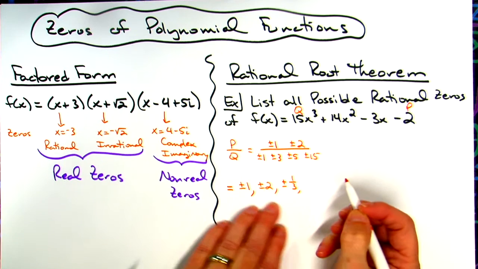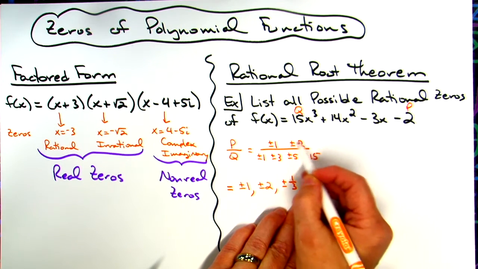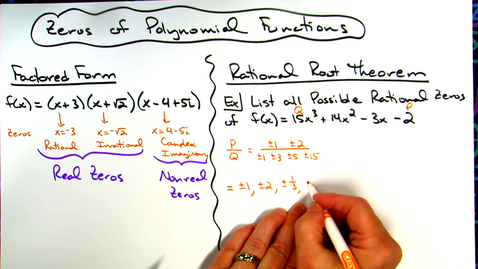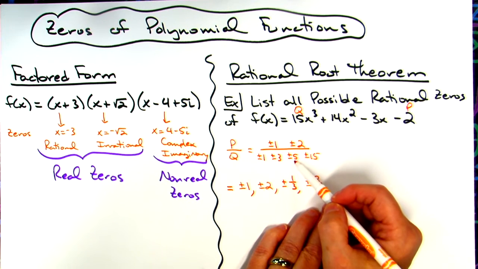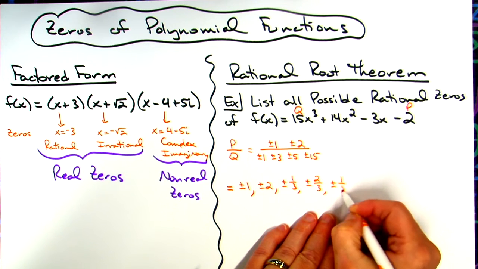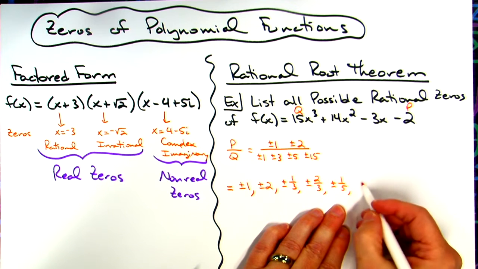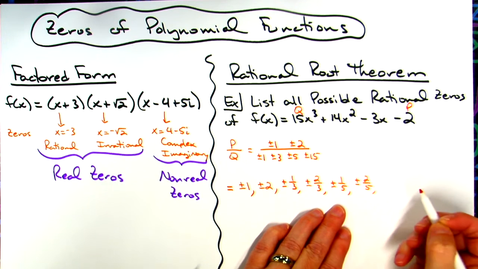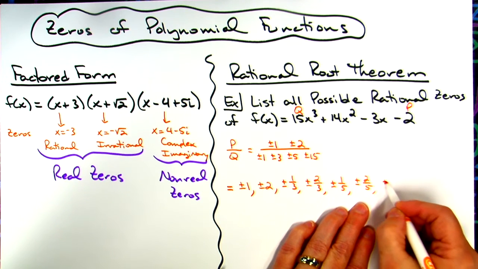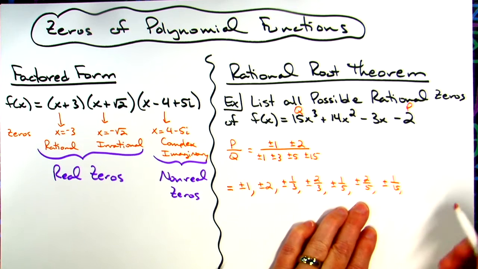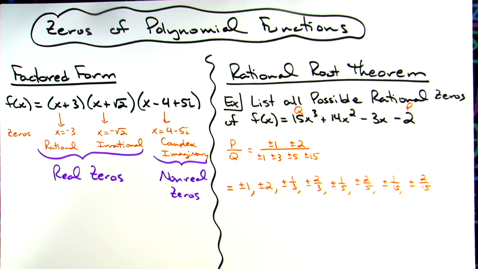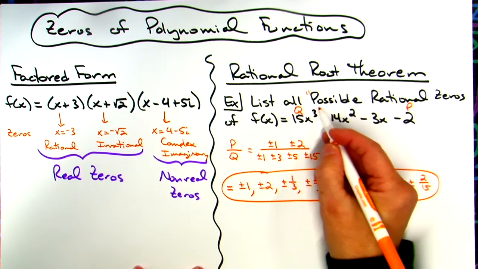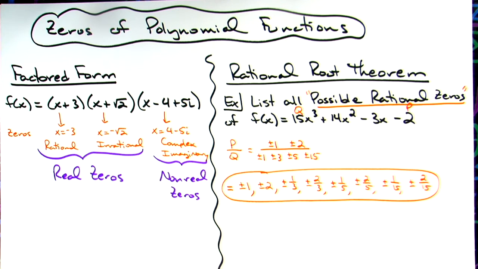Now we're going to go plus or minus 1 over plus or minus 3, so plus or minus 1 over 3. Then we take the other one in the numerator and put it over the 3, so plus or minus 2 over plus or minus 3, plus or minus 2/3. Then plus or minus 1 over plus or minus 5, which gives us plus or minus 1 over 5. Then the 2 over the 5, so plus or minus 2 over 5. Then 1 over 15, plus or minus 1 over 15, and 2 over 15, plus or minus 2 over 15. You just want to definitely do it in a systematic pattern so that you don't miss any of them. So right there is all of the possible rational zeros for that polynomial.